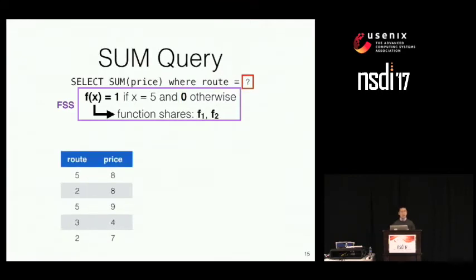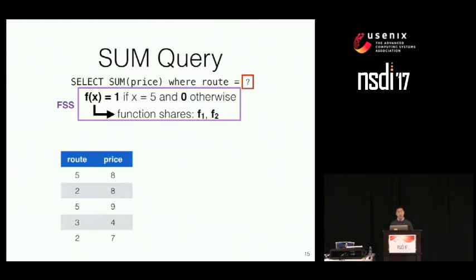Now suppose that we want to perform a sum query so that we can find the average price for a specific route. How do we do this? It's just an extension of count. We use the same setup, except we do a sum of price instead of count in the SQL query.